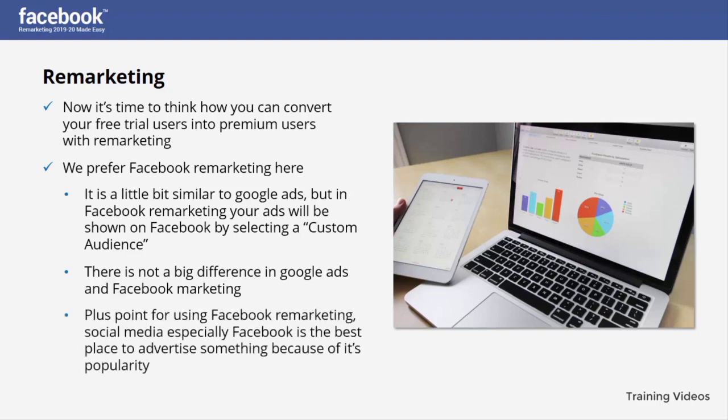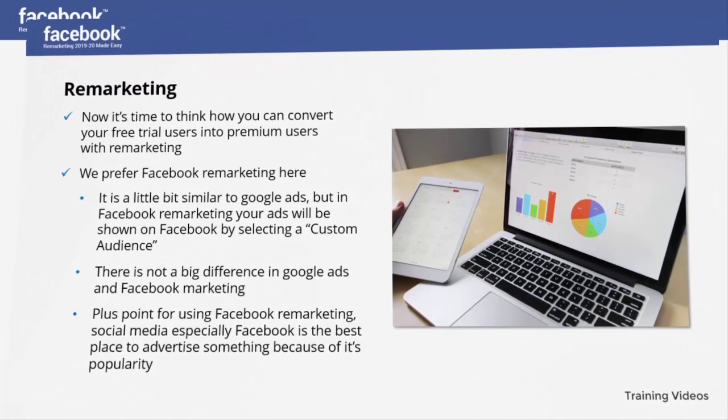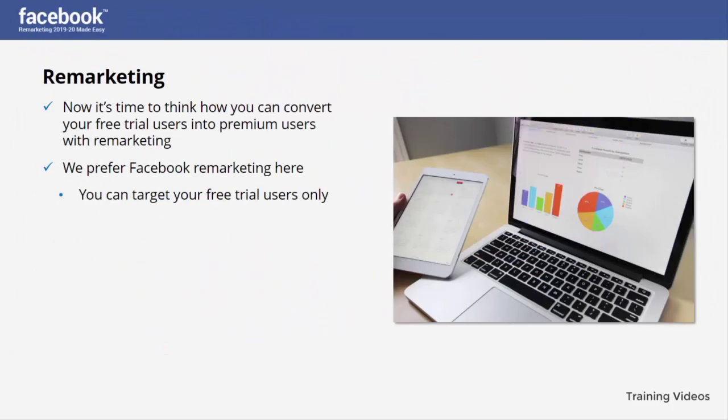Plus point for using Facebook remarketing: social media, especially Facebook, is the best place to advertise something because of its popularity. So, you can target as many people as you can. You can target your free trial users only. The benefit of it is you can target only the people you want. For example, if you want to show ads to people who are already using an app or a website as a free trial, which allows you to serve ads only to the list of contacts you've already acquired.